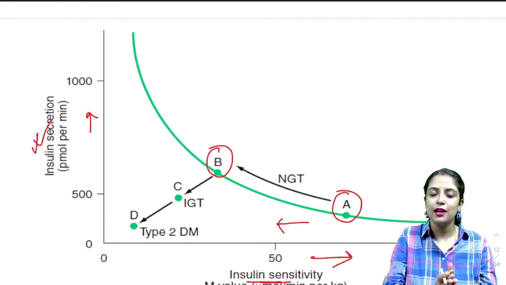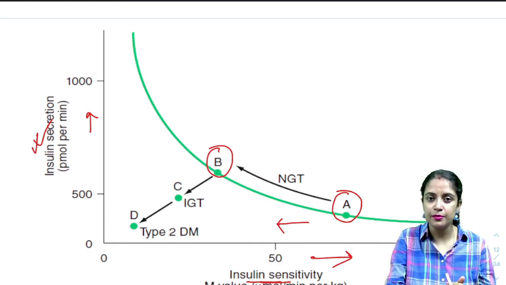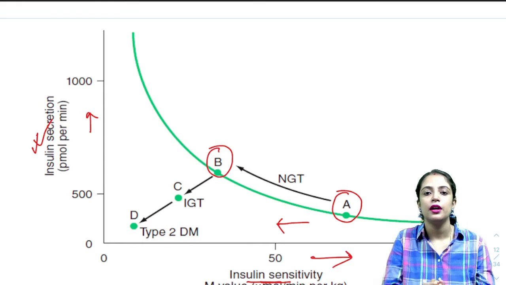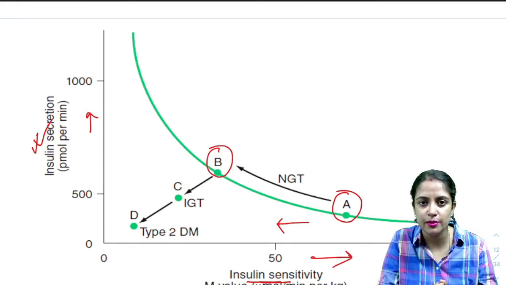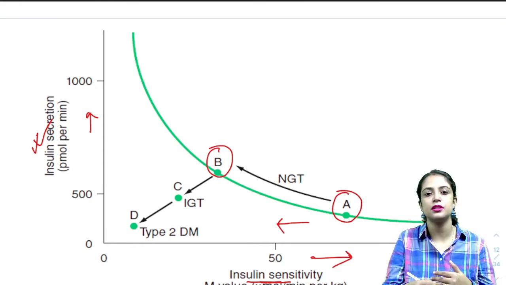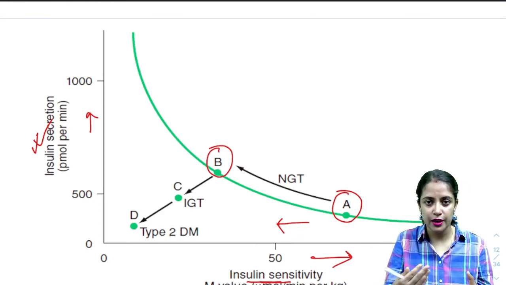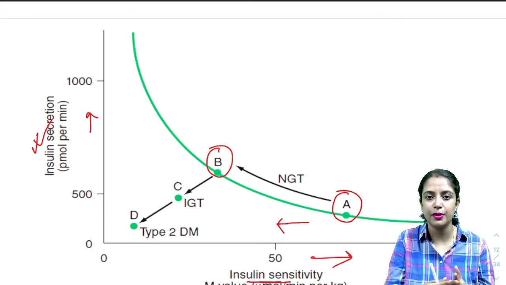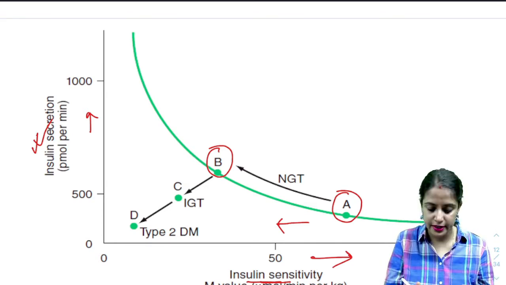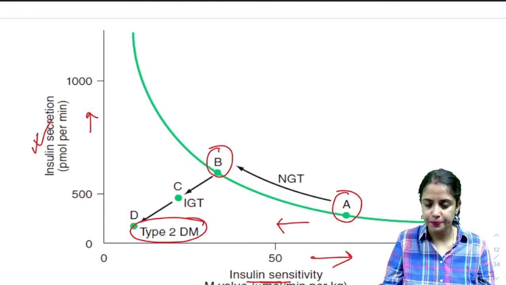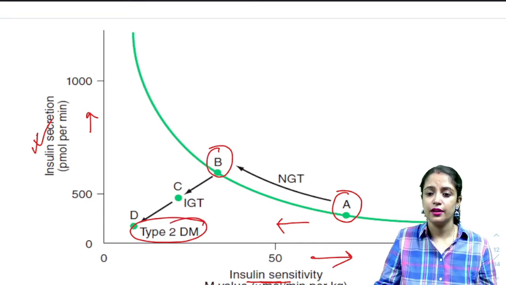But at some point of time the body will not be able to increase the release of insulin. There will be exhaustion of the beta cells, and the beta cells will not be able to increase the release of insulin. In that case the patient develops overt type 2 diabetes. So this is about the graph here.